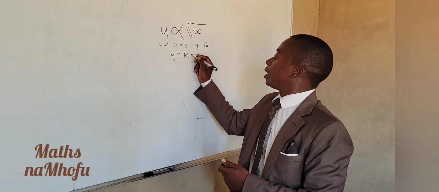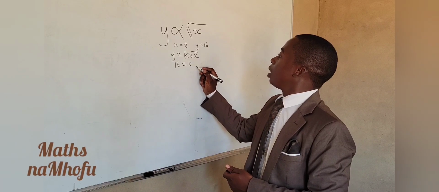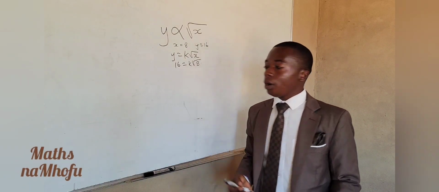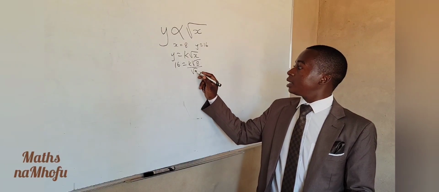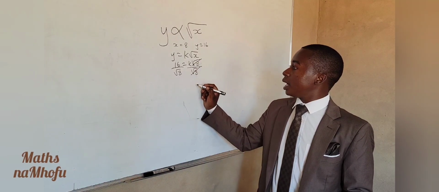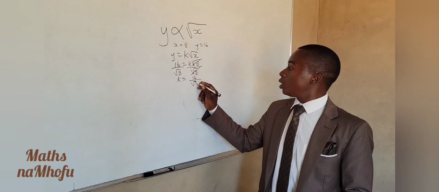Y equals k root x. Our y, that's 16, equals k. What is our x? That's 8, root 8. Are we together? So for us to get the value of k, we divide both sides by what? By root 8, and here by what? By root 8. This cancels out that. So k equals 16 over root 8.